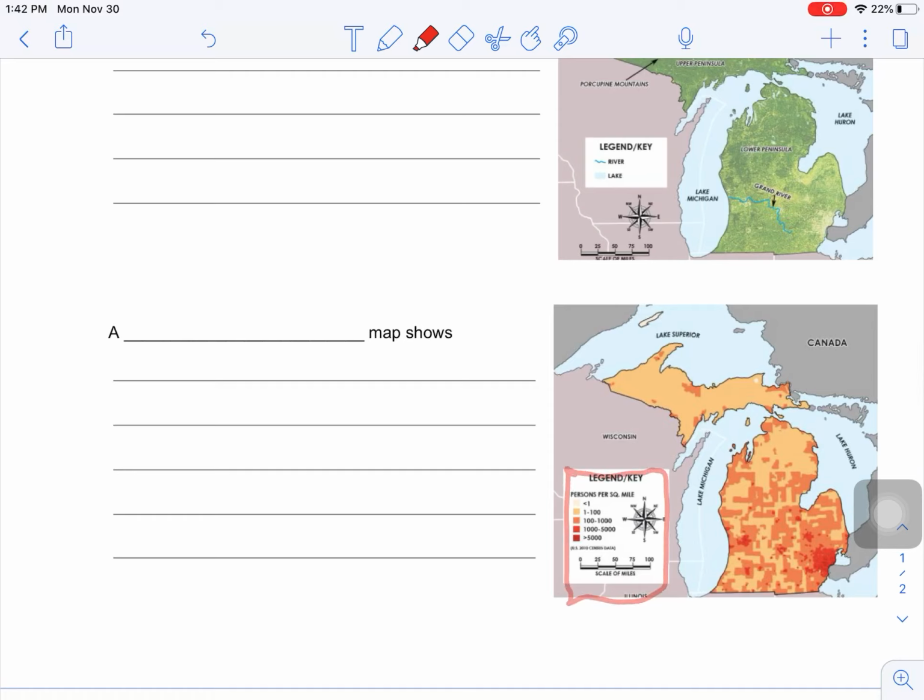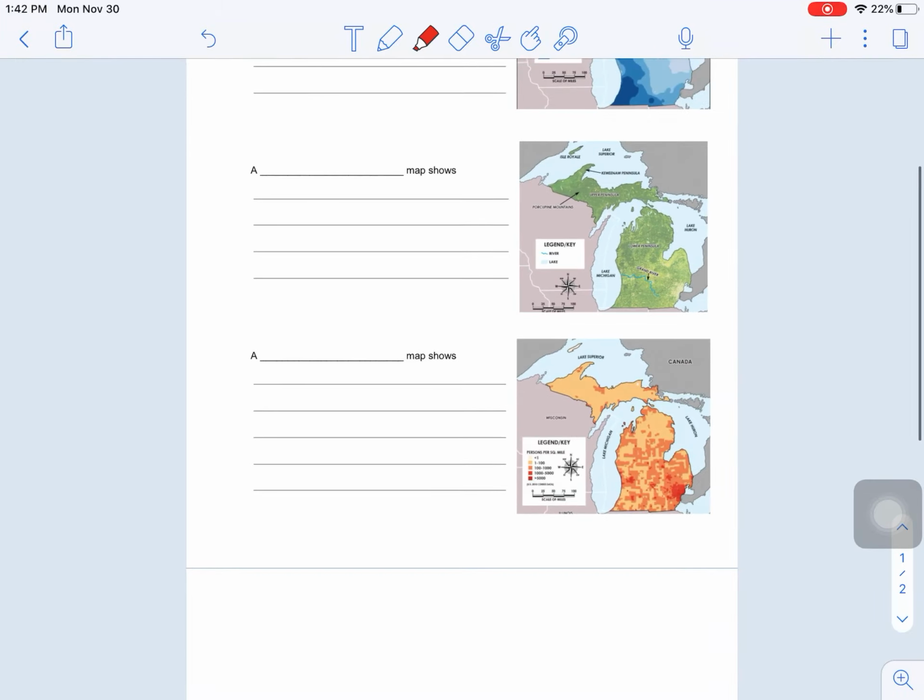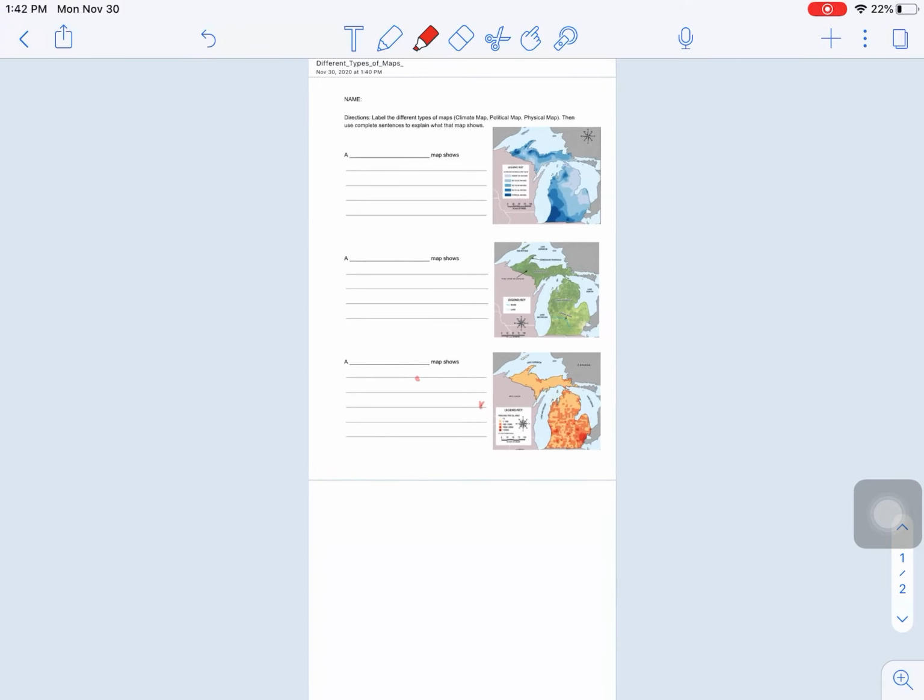Again, look at that key to help you out with figuring out which type of map this is, and then make sure to tell me what it shows. So a blank map shows, and go ahead and explain that. I would like you to use at least 2 sentences, which this first section here could be considered 1 sentence after you finish it, and then you'll go in and finish a second sentence, giving me 2 good sentences here.